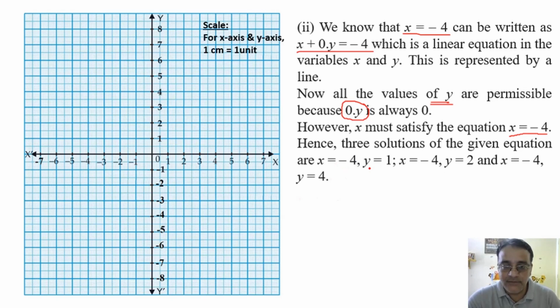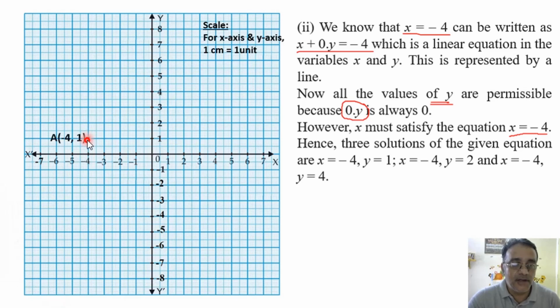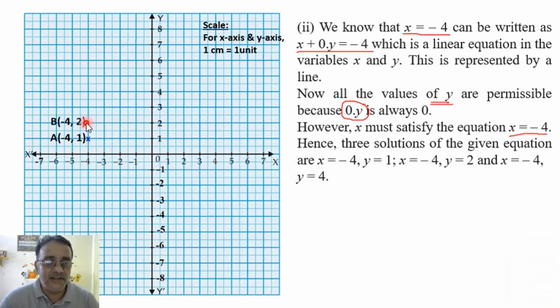So now we are going to plot (-4, 1). Look carefully, it will come over here, and (-4, 2) is coming here. This point is (-4, 2), and the last point is x equals -4, y equals 4. So we start from -4 up to 4. This point is (-4, 4). Now we have to draw the line. So this line is parallel to y-axis. Any doubt?